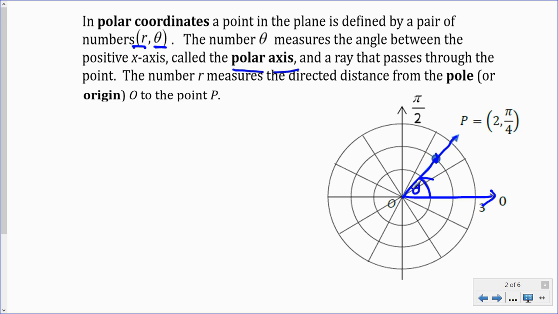Now r measures the directed distance from the pole, which is the origin, to the point. Okay, so this is r. R is just the distance from the pole, which is the origin, to the point. Okay, so to represent this point, the coordinates would be 2, pi over 4, where r equals 2 and theta equals pi over 4.